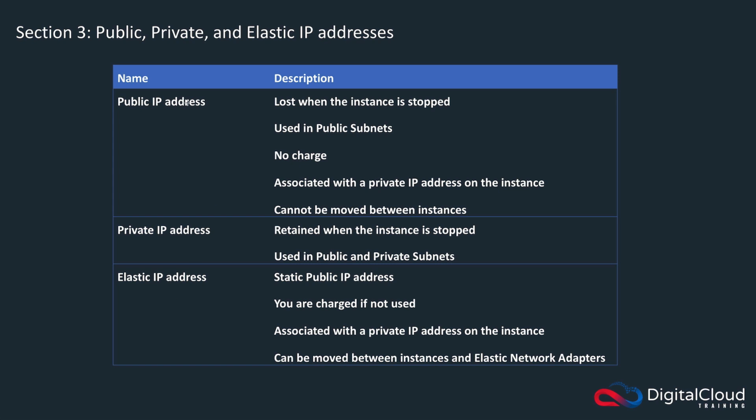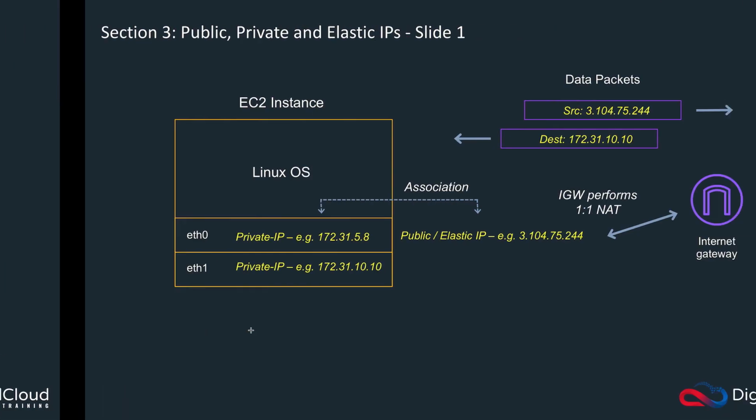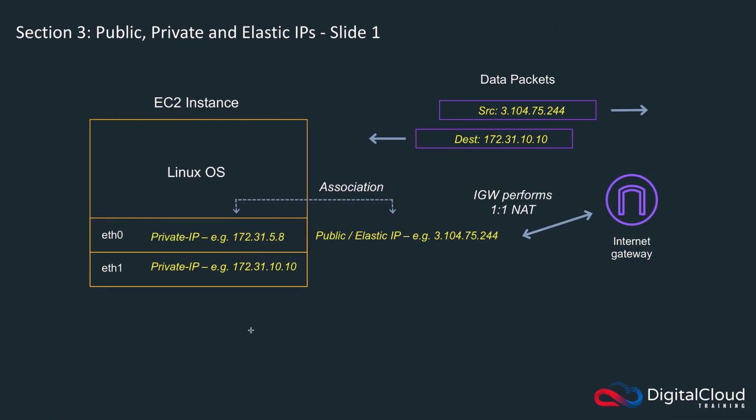So the other thing about public IPs and elastic IPs is they're always associated with a private IP address on the instance. So let's go back to this diagram I showed you earlier. You remember that from the Linux operating system, or Windows, whichever way, you will only ever see the private IP address because the public IP address is associated to it, but it's external to the operating system. So every time you allocate a public IP address, it must be associated to a private IP address.